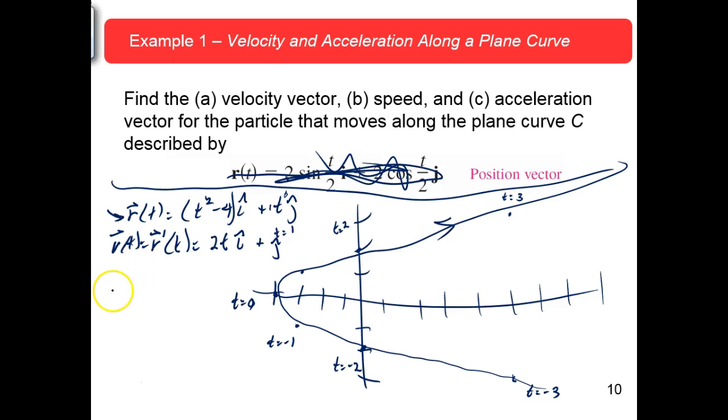Let's go on and do the acceleration vector at any time t, which is the first derivative of the velocity vector at any time t, which is the second derivative of the position vector at any time t. And what's the derivative of this one? Derivative of 2t.